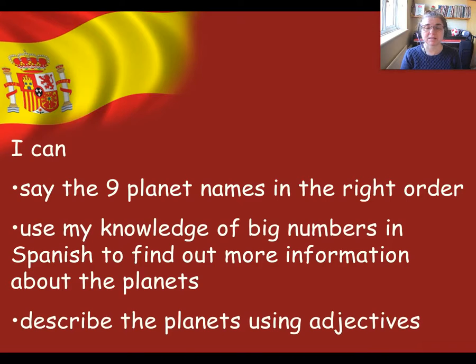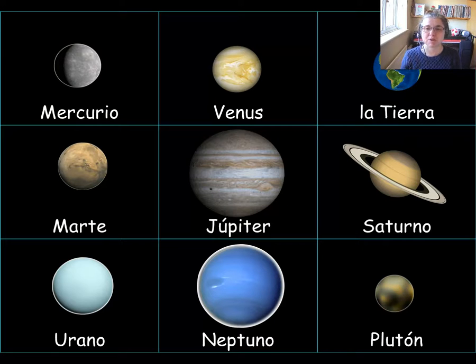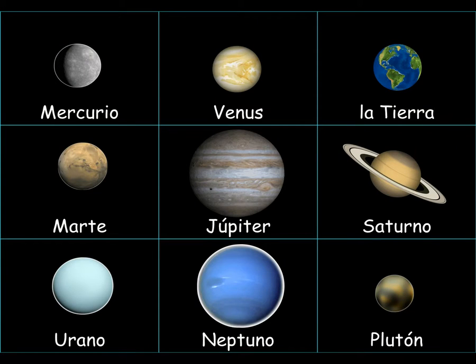Today we're going to be practicing saying the names of the planets in the right order. We're also going to be using a bit more of our knowledge of those big numbers to find out some more information about the planets. And we're going to use all that knowledge to help us to start to describe the planets using some adjectives. Let's have a practice, first of all, of the planet names in order.